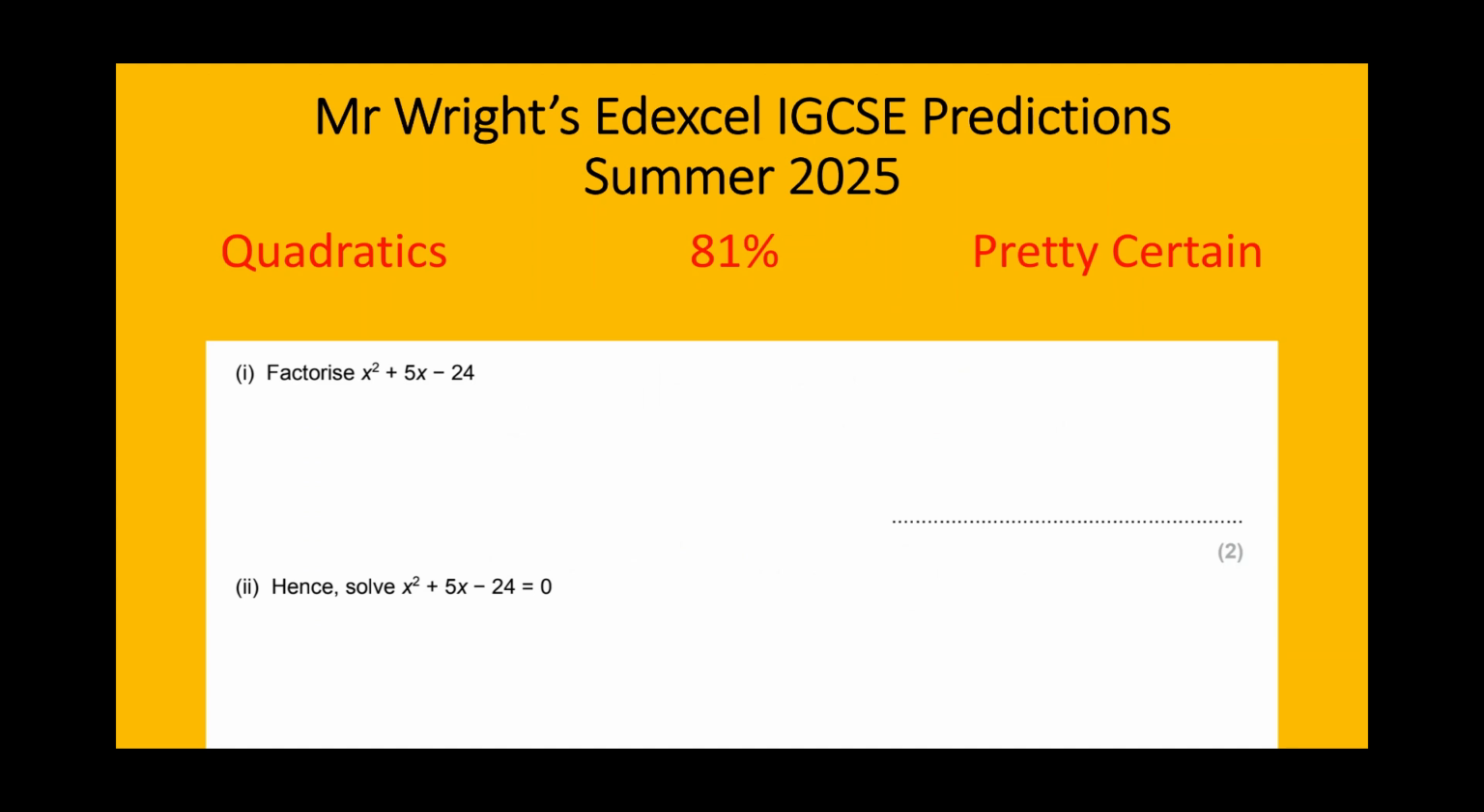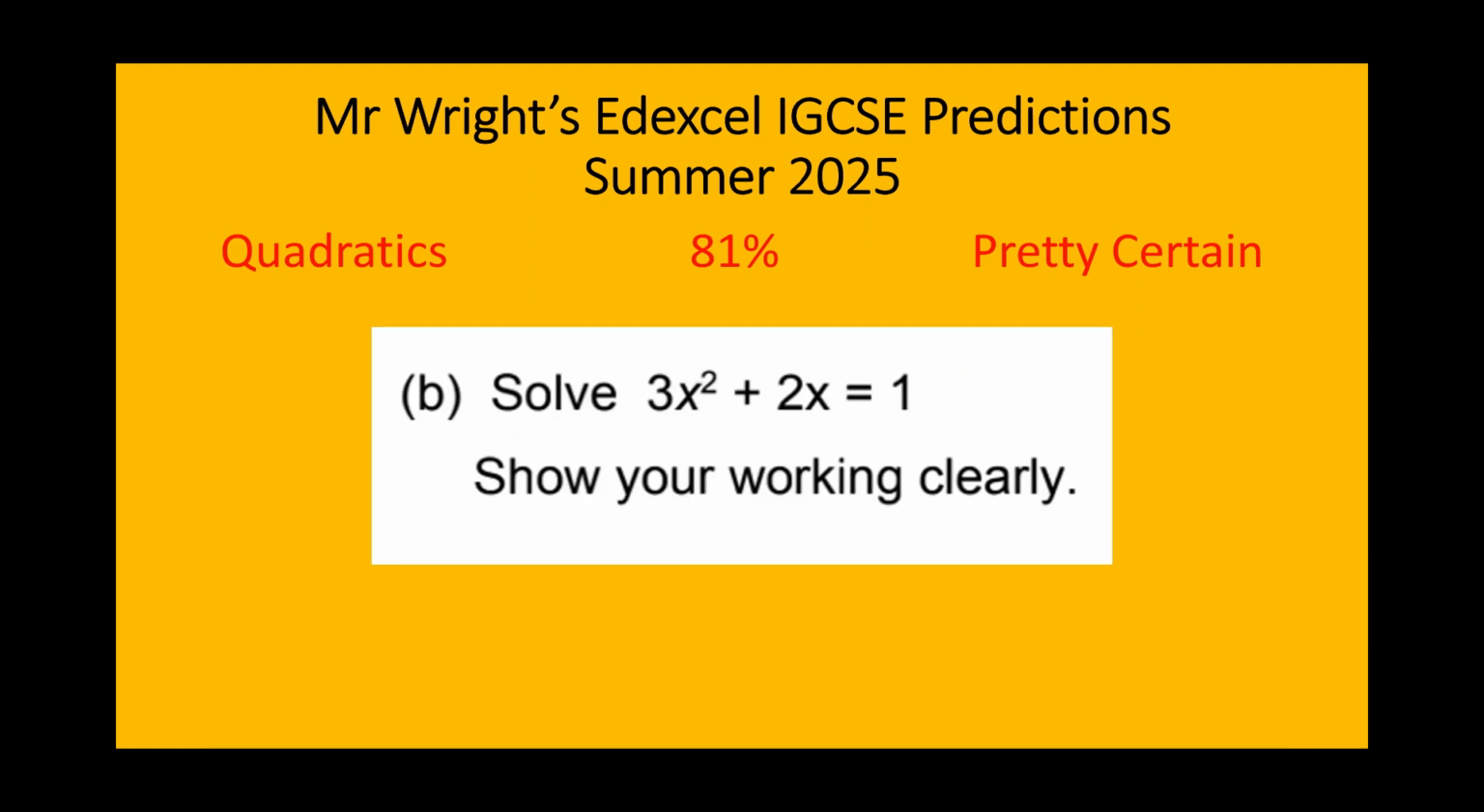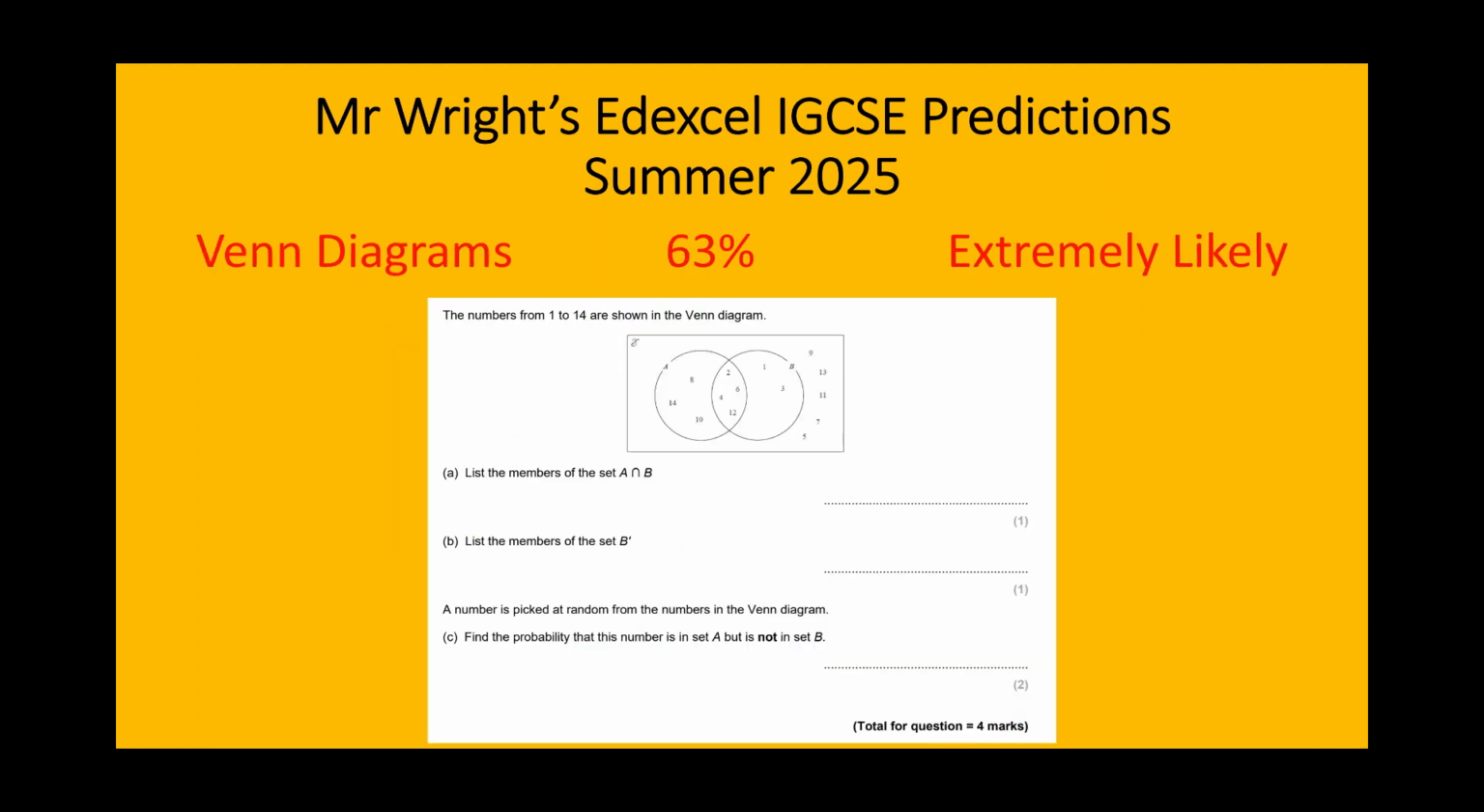Here's an example of solving a quadratic equation. Again, these questions come up so often that you really need to be fluent in solving them. And here's an example of solving a quadratic equation with a coefficient on the x squared. Perhaps you'll want to use the formula for this, or perhaps you can factorize it, but it's going to be a more complex factorization.